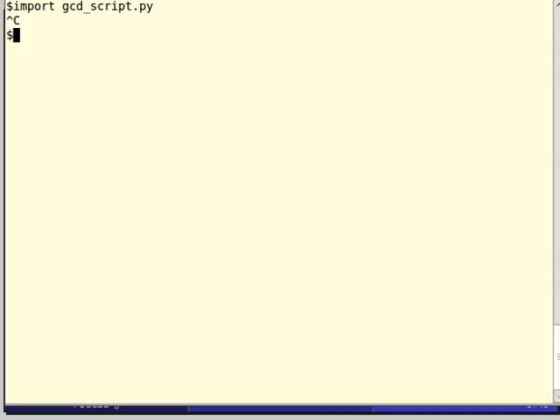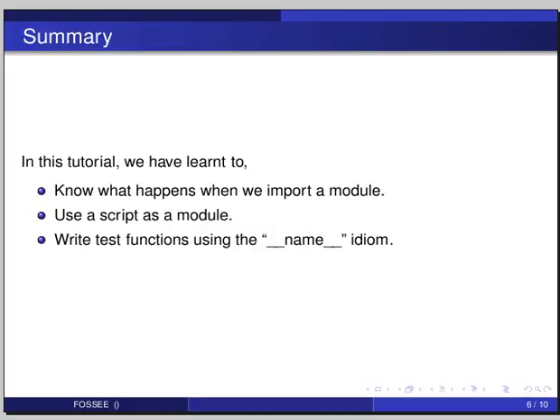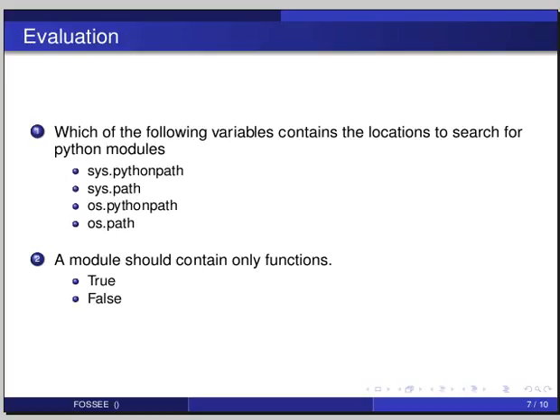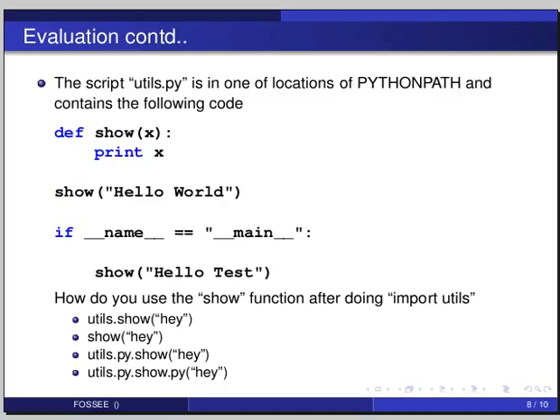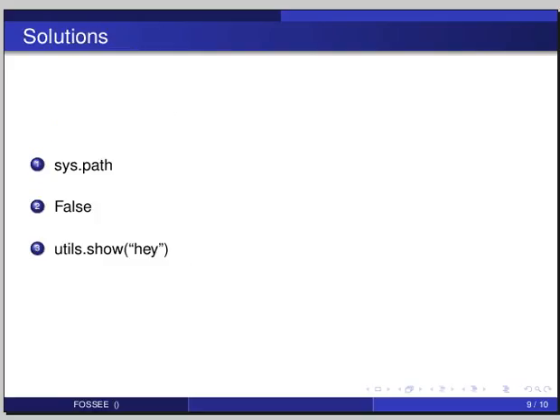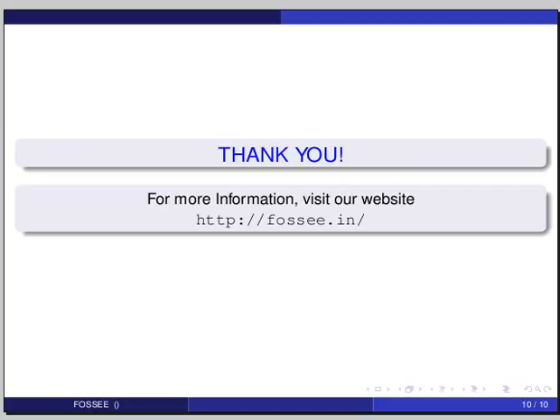The __name__ variable is local to every module and it is equal to __main__ only when the file is run as a script. Hence all the code that goes into the if block, that is if __name__ equal to within double quotes __main__ colon, is executed only when the file is run as a Python script. So this brings us to the end of this tutorial, and in this tutorial we have learned what happens when we import a module, use a script as a module, and write test functions using the __name__ idiom.